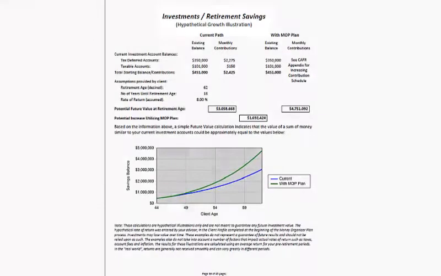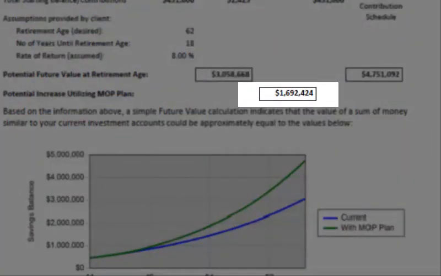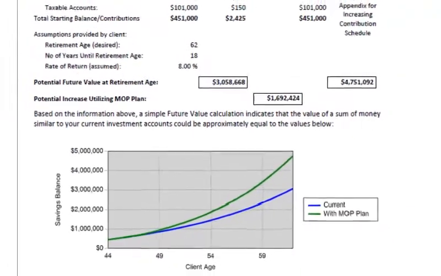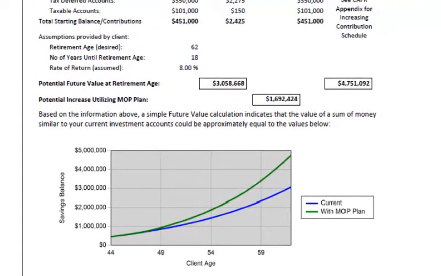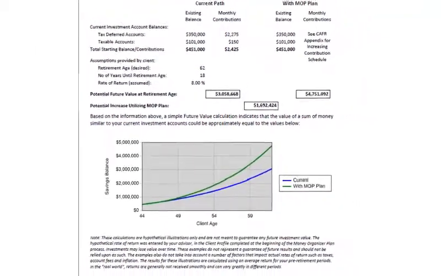On the investment retirement savings chart, I point out that the Money Organizer plan adds, in this case, $1.6 million to their overall net worth. And this isn't because I've done anything spectacular with their investments. In fact, it assumes the same yield on both timelines. Remember, I set this yield on the targets page of the software.